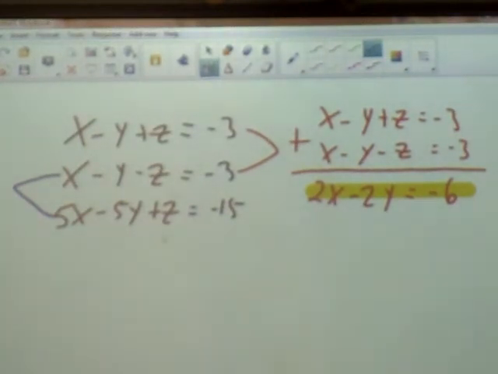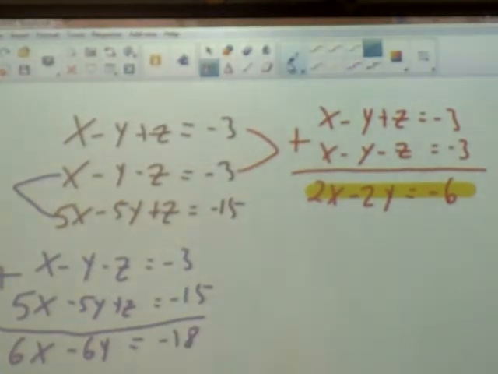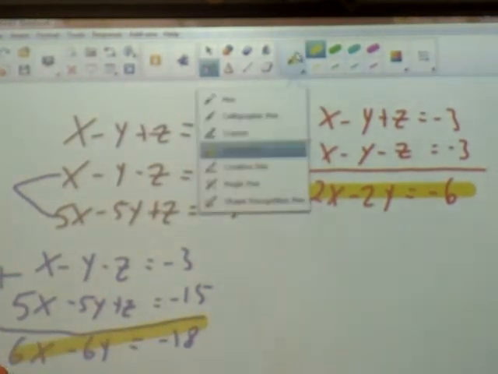They both got a 1 there, so it's okay, it's ready to go. So I got x minus y minus z is equal to negative 3. And I got 5x minus 5y plus z is equal to negative 15. So these z's again have different signs, which means we're adding again. X and 5x, negative y plus negative 5y, negative z and z, he gone, negative 3 plus negative 15, negative 18. New equation number 2, don't lose it.